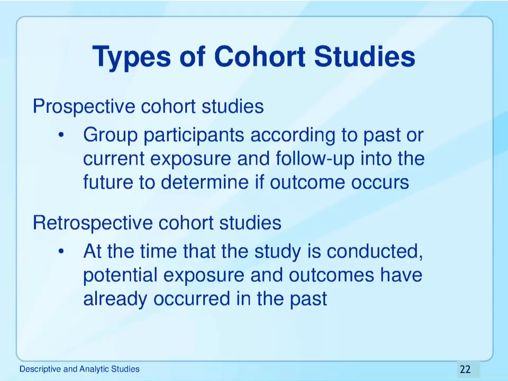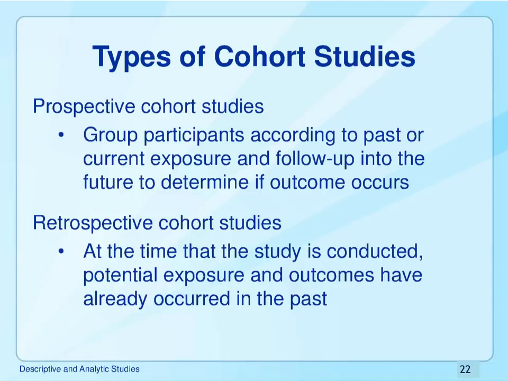Now, the other type is retrospective, which, as the name suggests, goes backwards in time to determine whether exposure has occurred in a population in which the outcome of interest is already present in the population. Now, retrospective cohort studies are sometimes called historical studies. Now, both exposure and disease have occurred in the past. Let me give an example.